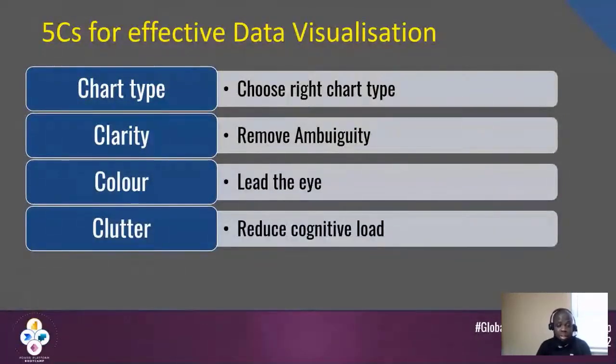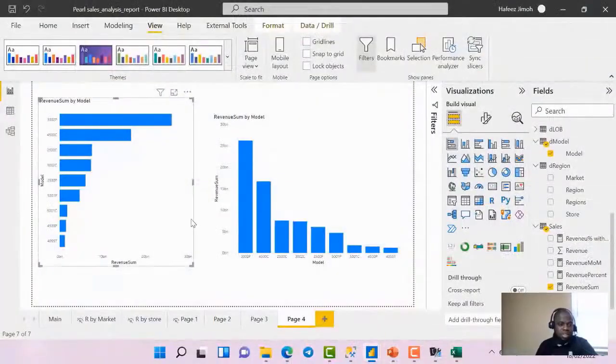We also need to declutter, reduce cognitive load. So those things that are not needed, for example, you don't want your grid line, if it is needed at all, to be too visible. There is something some people do. In this report now, for example, they are going to use grid line. In the same report, they are going to use data labels.